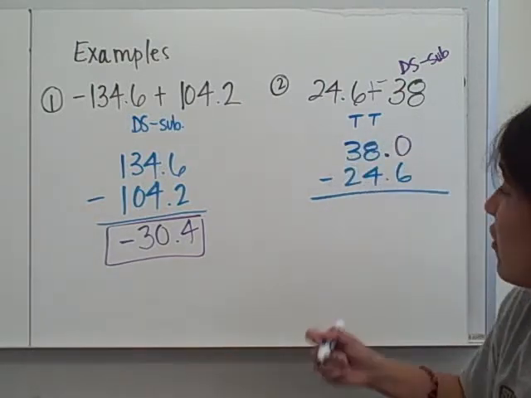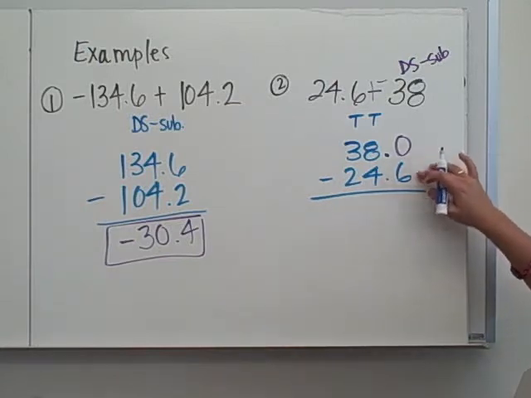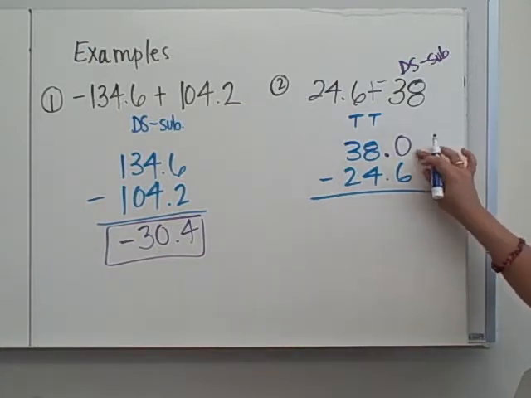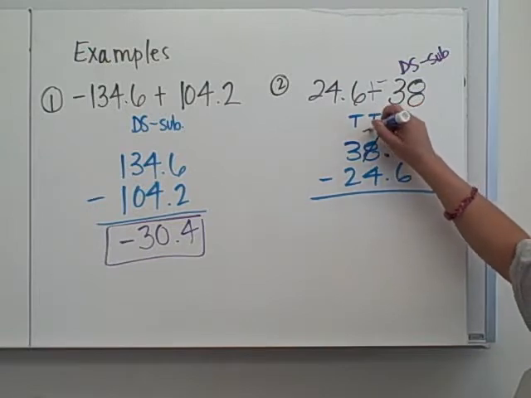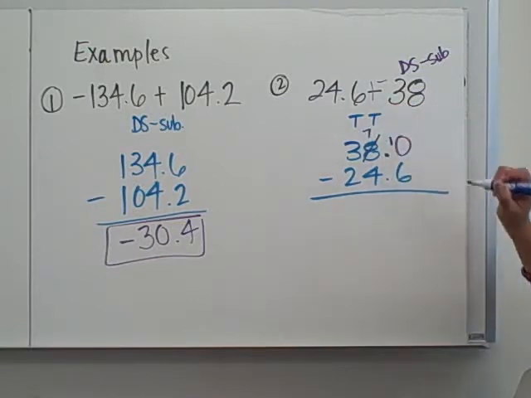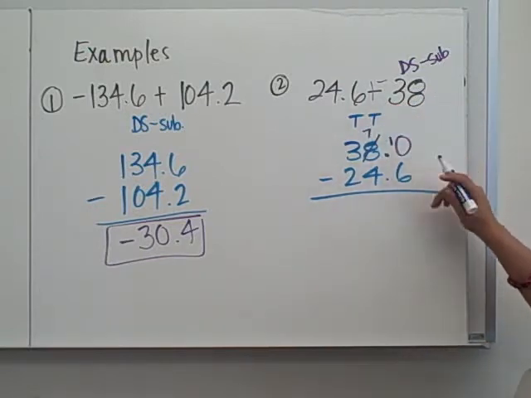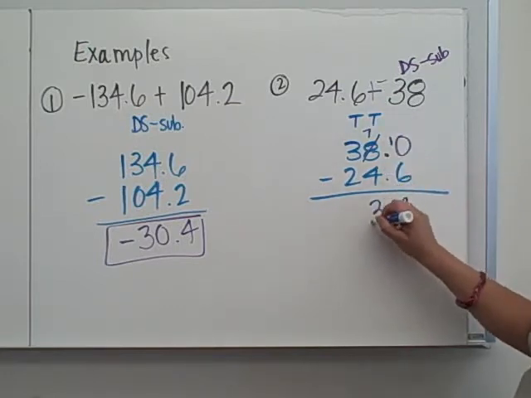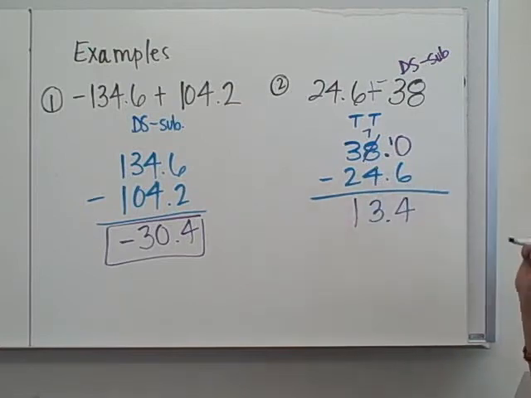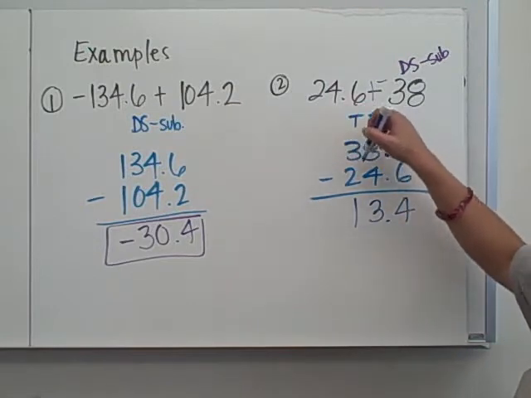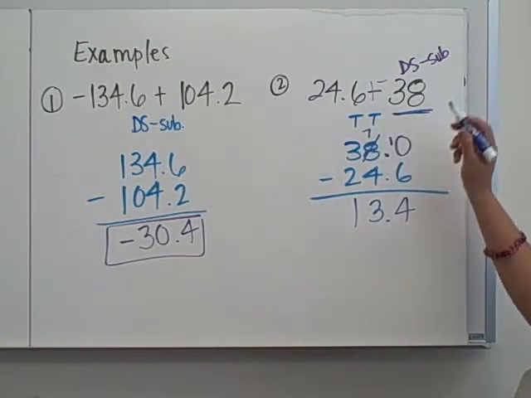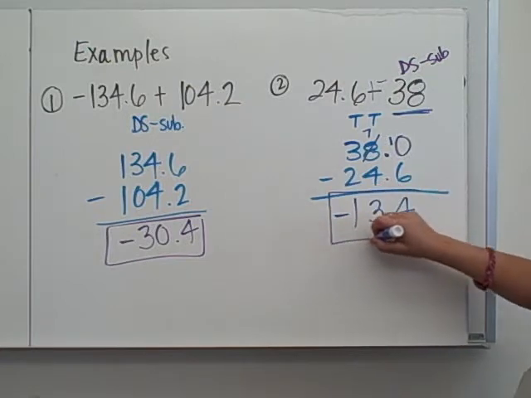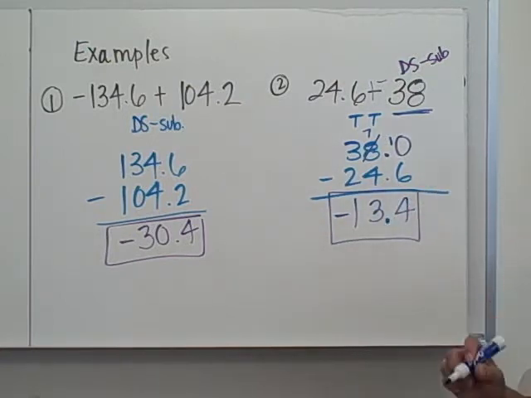I have to borrow. You cannot take 6 away from 0. So we're going to borrow. The 8 is going to become a 7. And the 0 is going to become a 10. 10 minus 6 is 4. Bring down my decimal. 7 minus 4 is 3. 3 minus 2 is 1. And then I have different signs. This one is bigger, so my answer is going to be negative 13.4.